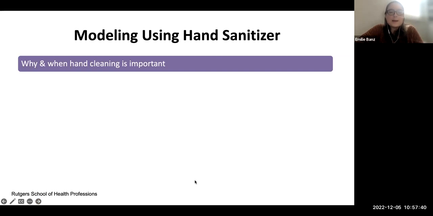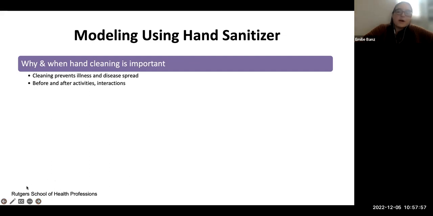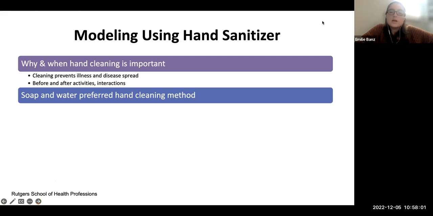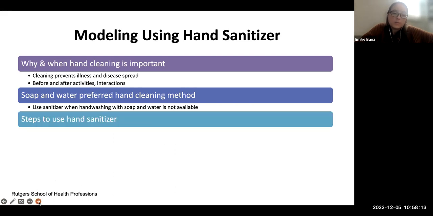So an example of this is modeling using hand sanitizer. You would first talk with a person about why and when hand cleaning is important. Cleaning prevents illnesses and prevents disease spread. It's something you might want to do before and after activities or interactions with different people. You want to highlight that soap and water are definitely the preferred hand cleaning method, but it's not always available, right? So you can use hand sanitizer when hand washing with soap and water is not available.